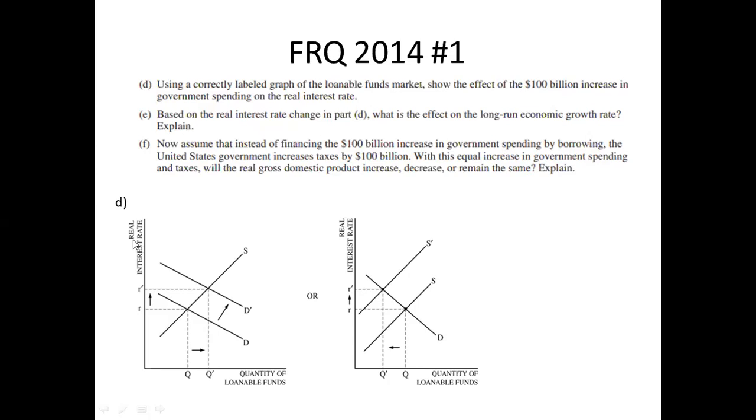You have real interest rate on the y-axis. You have quantity on the x-axis. So you can either shift the demand, which would make sense, right? The government is demanding more money to borrow. That one is the most common answer, but they will also accept a shift in supply. Why? Because they can see kids arguing that instead of demand going up, they borrow a lot of money, so there's less available to borrow. Hopefully that makes sense. Again, they'll accept either one of these.